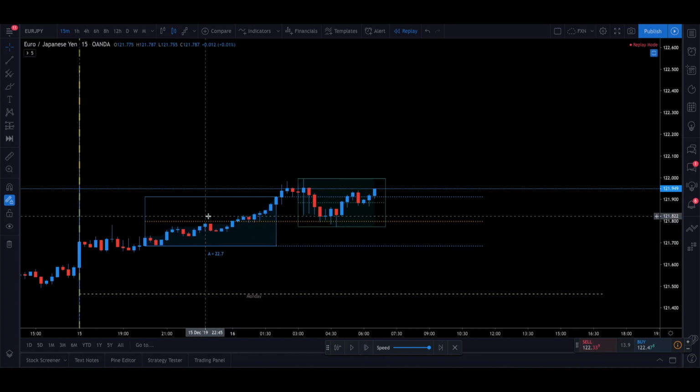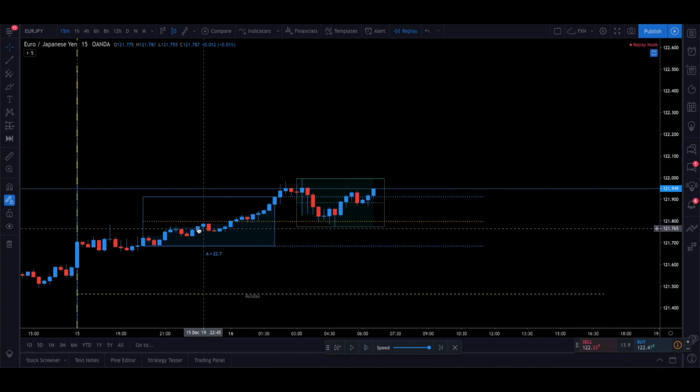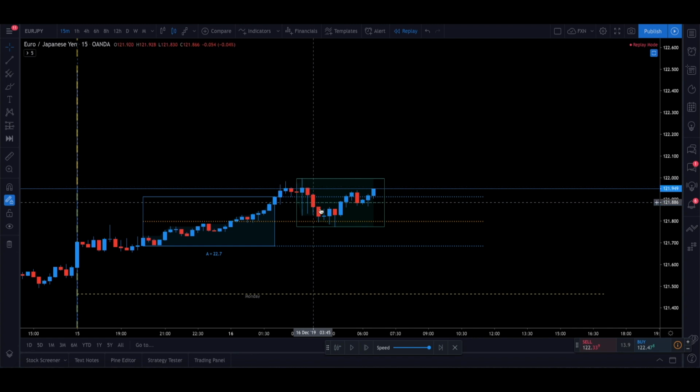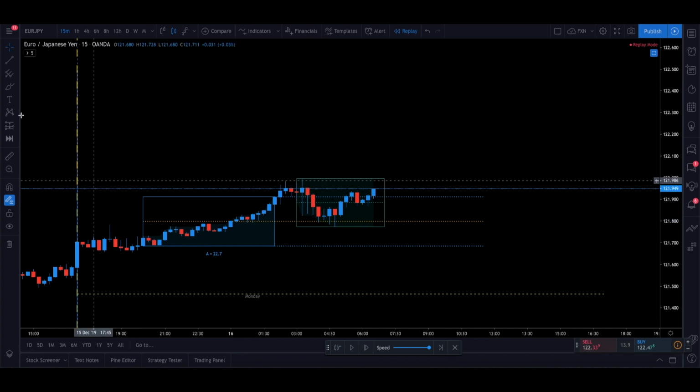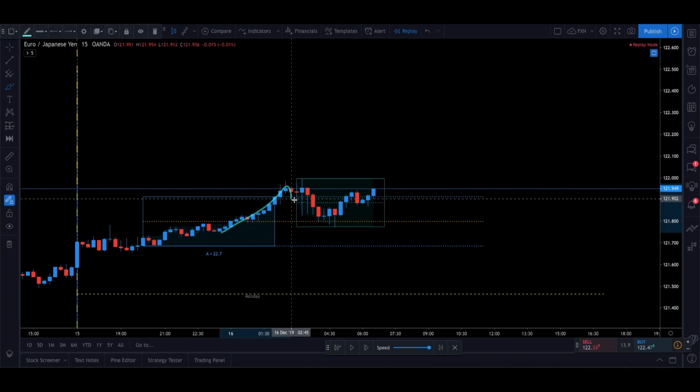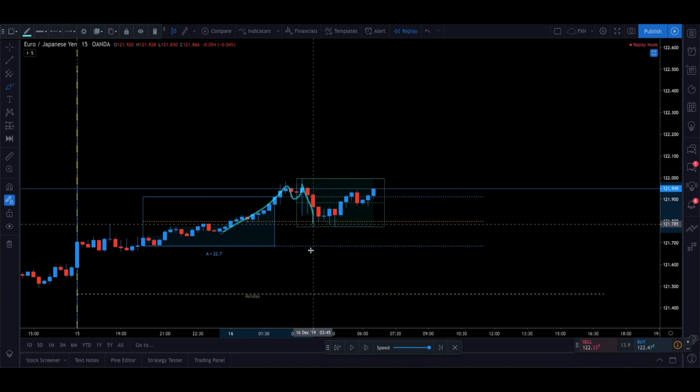So on this particular setup, you see that we move outside of the range here by maybe 5 pips or so. Come back, hit it again, and then we drop, right? So some people might think that this right here is a type 2 setup.